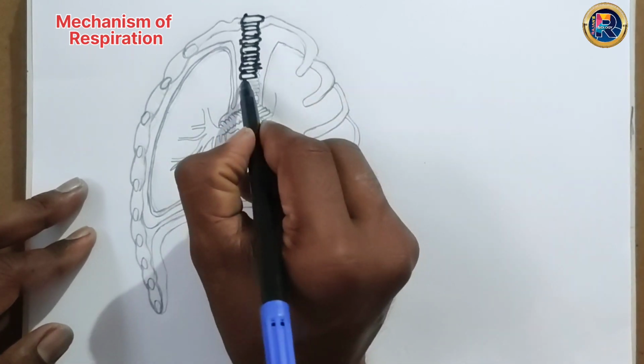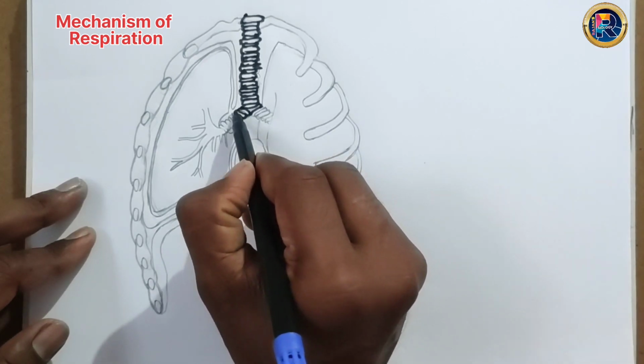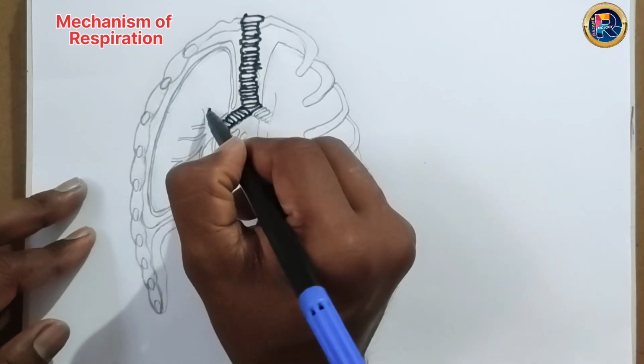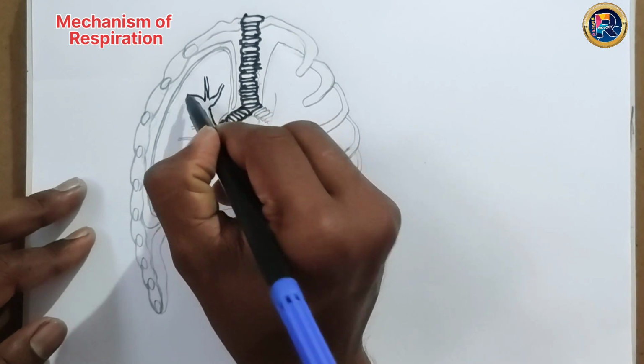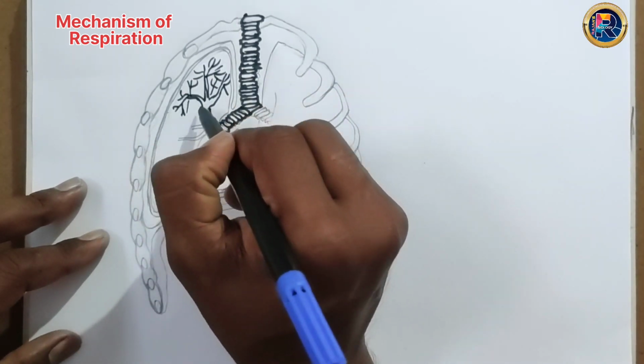A diagram depicting the lungs and diaphragm illustrates the respiratory system and how the diaphragm plays a crucial role in the process of breathing. Here's an explanation of such a diagram.